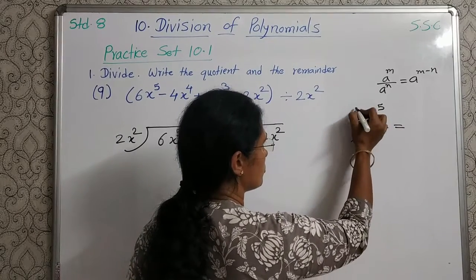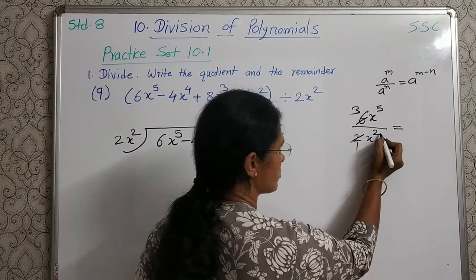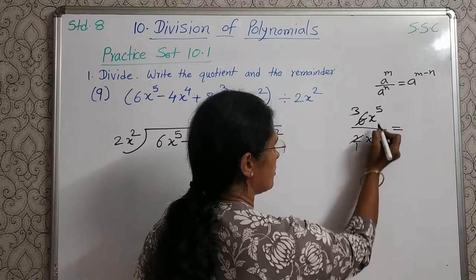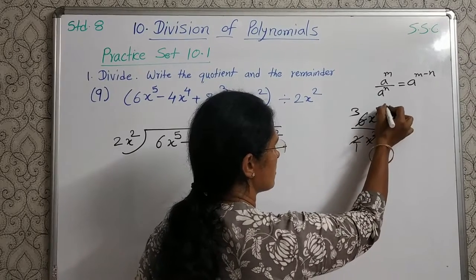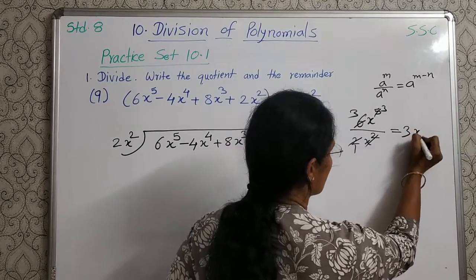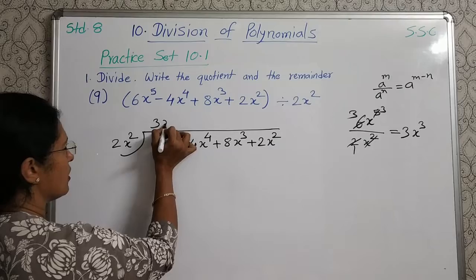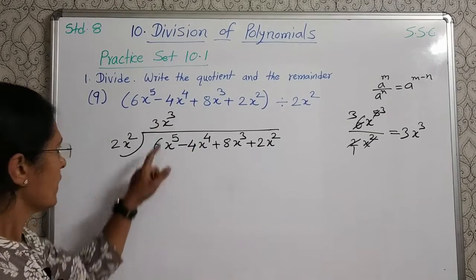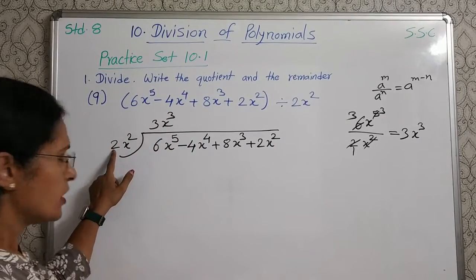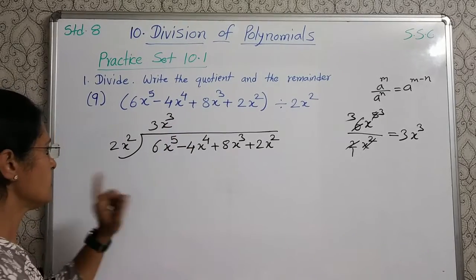2 1s are 2, 2 3s are 6. x raised to 5 by x square. Using this law, 5 minus 2 is 3, so the quotient is 3x cube. We write this quotient here, 3x cube. Now multiply these two, divisor and quotient, and write here and subtract.